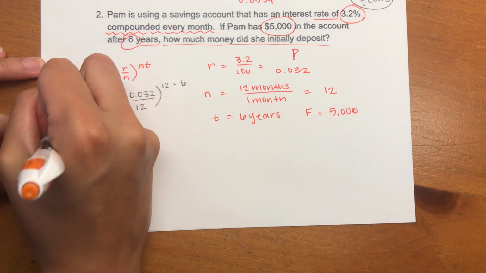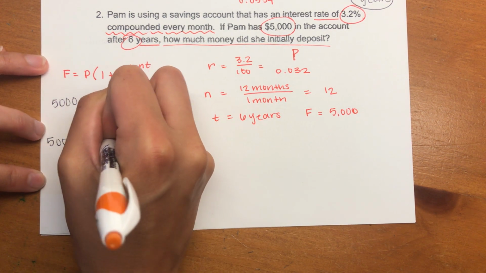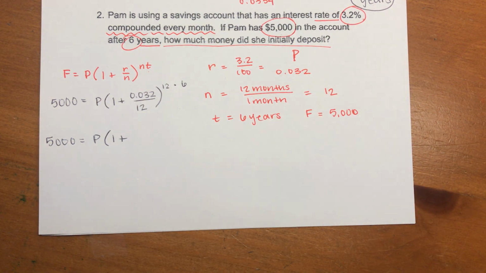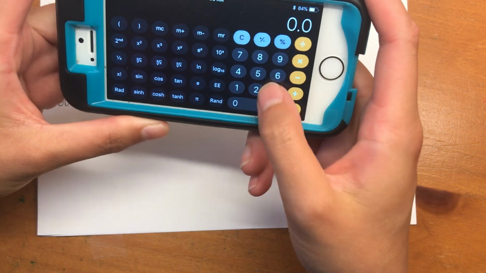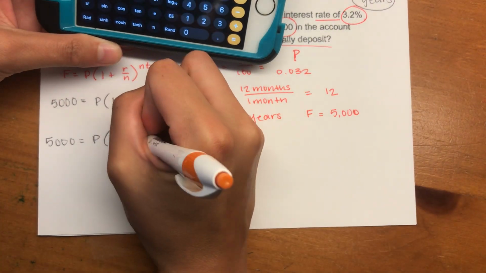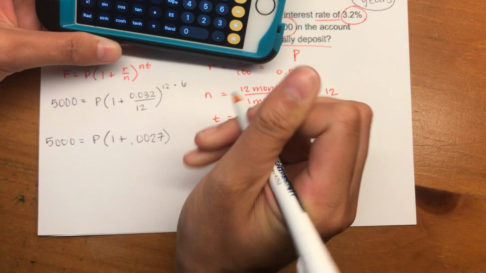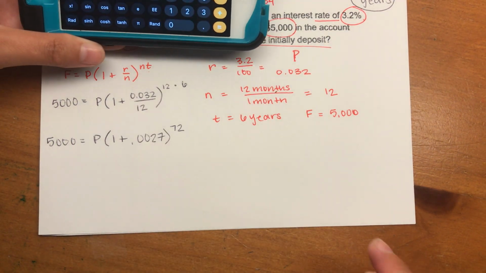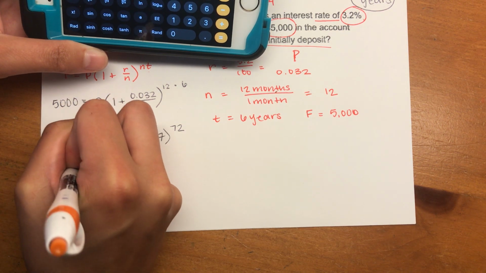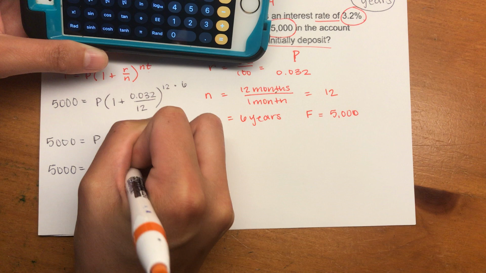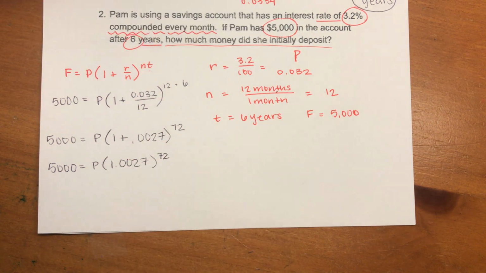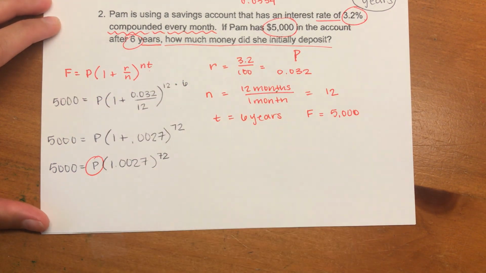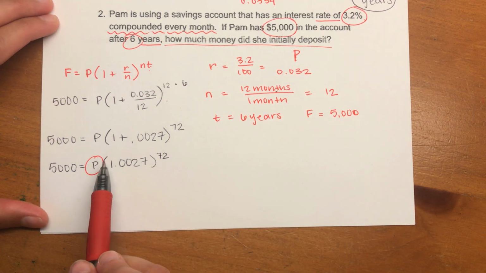So let's simplify what we can here. So we have $5,000 equals P times 1 plus, I need to do 0.032 divided by 12, is 0.0027, we'll call it that, to the 12 times 6 is 72, okay? And we'll say 5,000 equals P times 1.0027 to the 72. Okay, so now in this equation, we need to solve for what variable? P. P is my only variable. We need to figure out how much money she initially deposited, which is P.